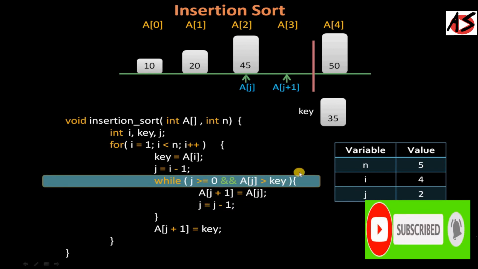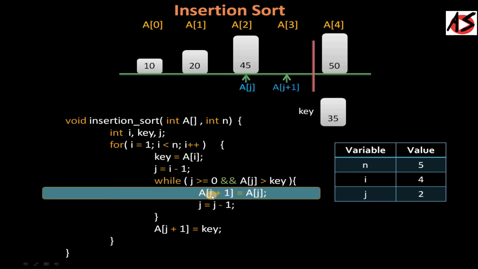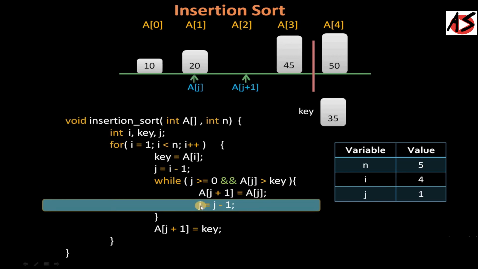is true. Again you are checking aj greater than key, so aj is now 45 and key is 35, so condition is true. So you are going inside the loop, then you are taking aj plus 1 is equal to aj. So now you copy aj into aj plus 1 and leave aj blank. And for the visualization purpose, we are not showing 45 on A2. Now you decrement j by 1. So j is now 1. 1 is greater than 0.